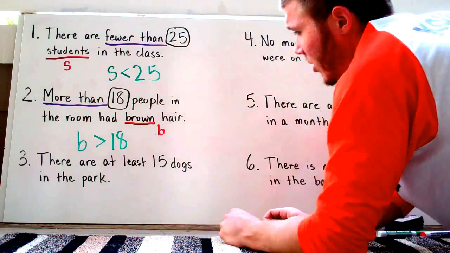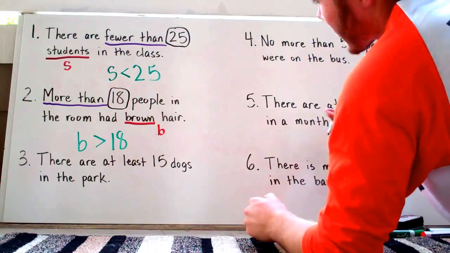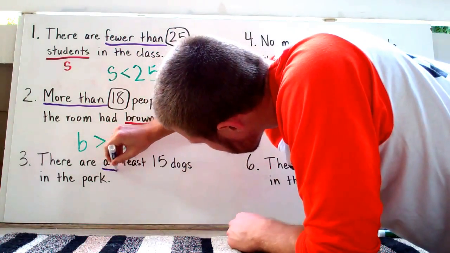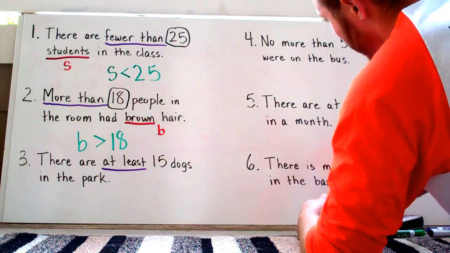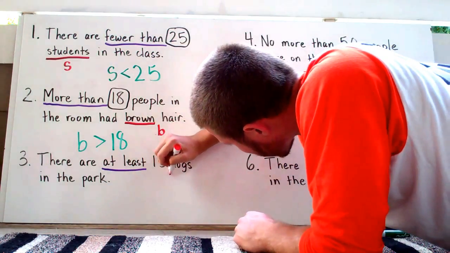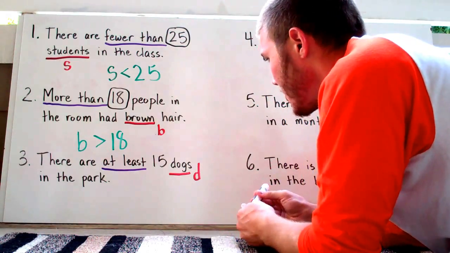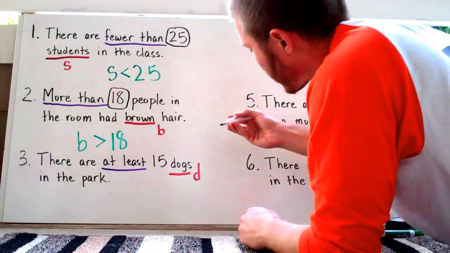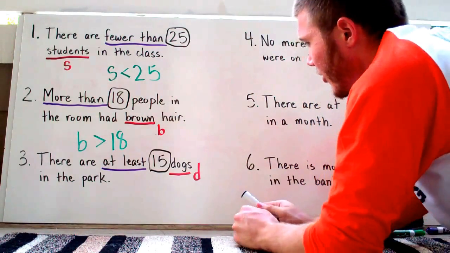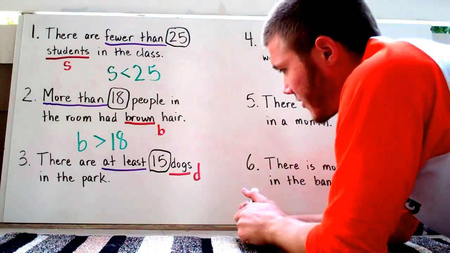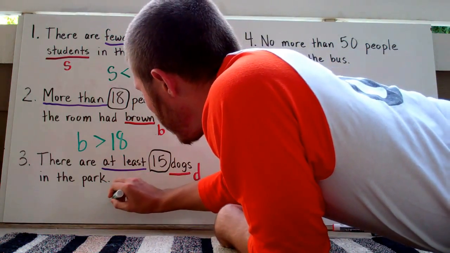Alright, next one. There are at least 15 dogs in the park. Well, dogs, that's going to be my variable, definitely. Dogs is my variable, and again, my number, 15. So there are at least 15 dogs in the park. Well, my variable is D.